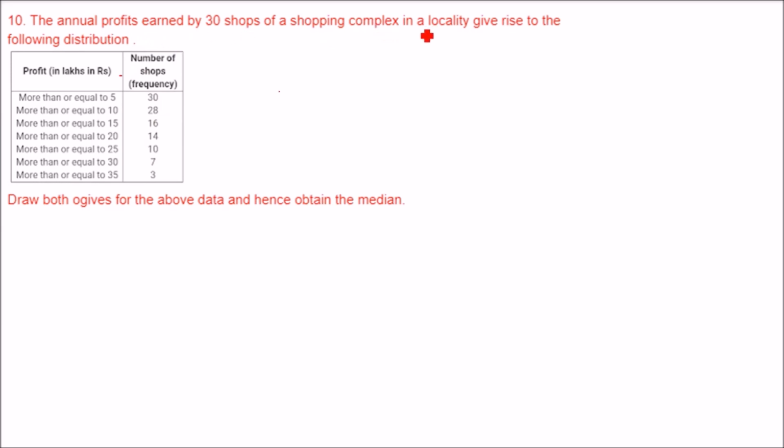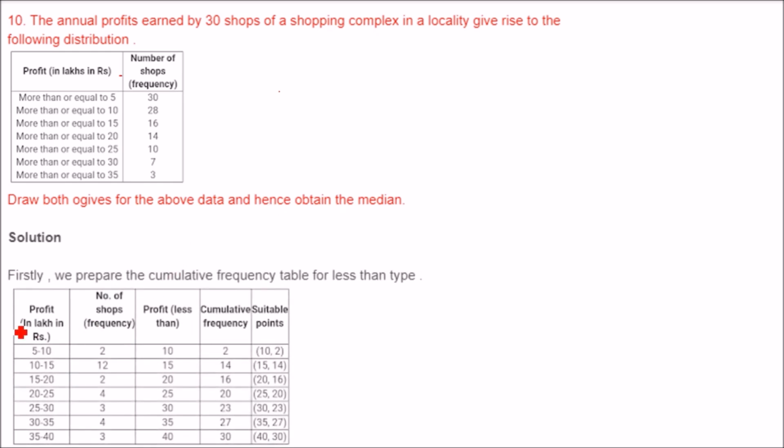Now the next question is, the annual profits earned by 30 shops of a shopping complex in a locality give rise to the following distribution. We are given more than or equal to 5, more than or equal to a number, and then we have the number of shops. We have to draw both ogives for the above data and hence obtain the median. This is the profit in lakhs which is given here.